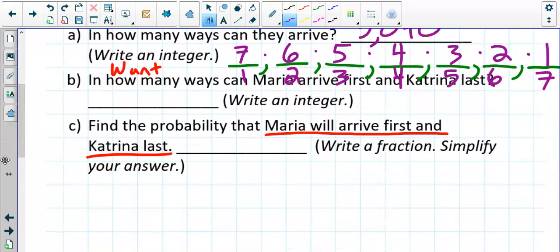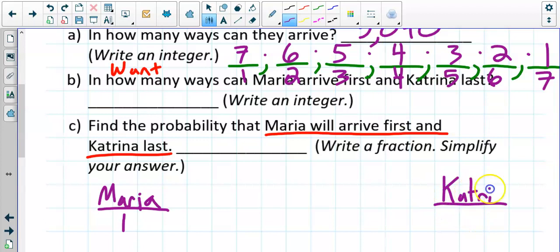So it says Maria arrives first. There is no other person that's going to arrive first. Maria is taking that spot. And then it says Katrina arrives last. No other person is going to take that spot. Okay? So those positions are what we call fixed.